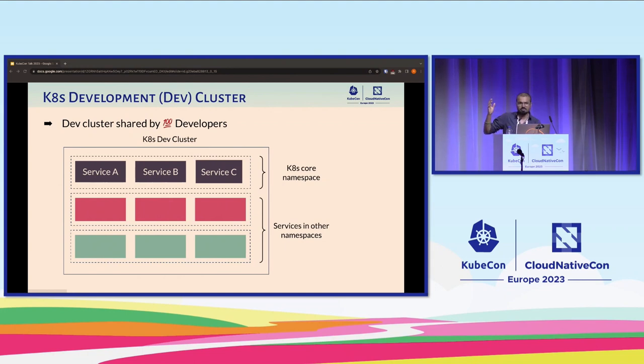We have a development cluster that runs on Kubernetes, and it is shared with 100 developers in our organization. We have main or core services deployed in one namespace in our development cluster, called the core namespace, and their names are services A, B, and C. They are core services that power our main applications, and most, if not all, of the developers use these services in their day-to-day work. There are also other non-critical and non-core services that are deployed in other namespaces.